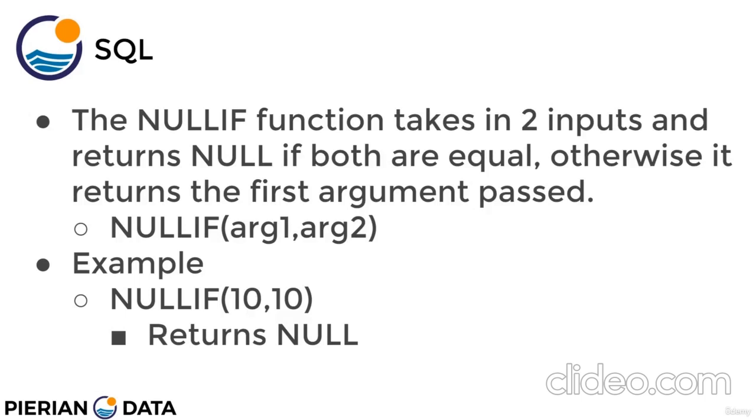This lecture is on the NULLIF function. The NULLIF function takes in just two inputs and returns null if both are equal. Otherwise, it returns the first argument passed. So the syntax we're going to be using is you say NULLIF and then pass in the two arguments. For example, if you pass in 10 and 10 into the NULLIF function, since 10 is equal to 10, it's going to return null. However, if you were to pass in 10 and 12, since those are not equal to each other, it's going to return 10.